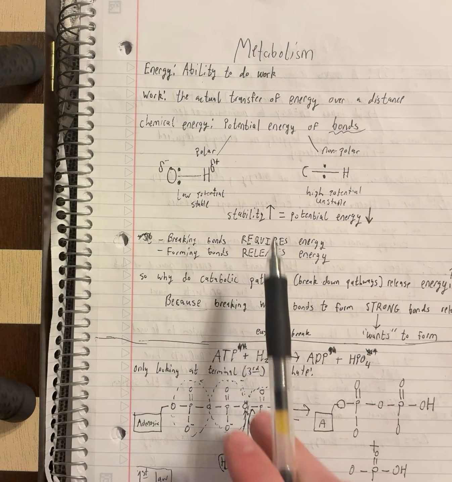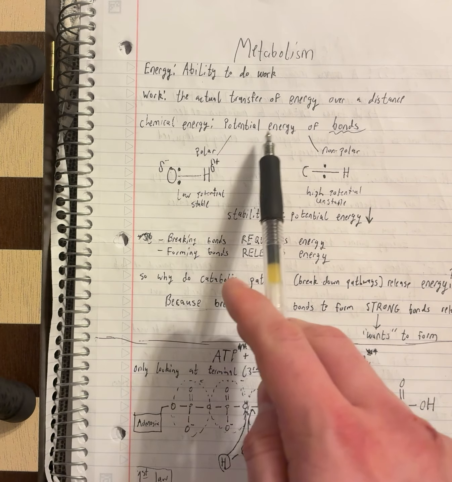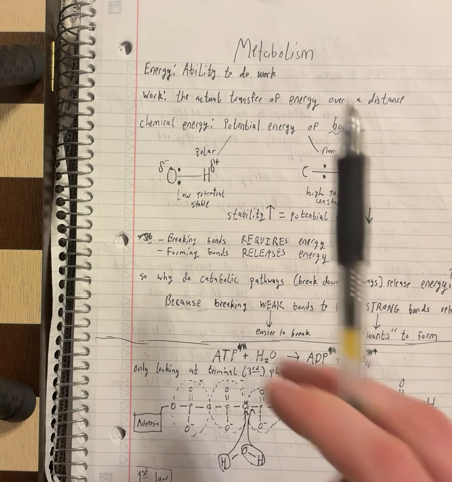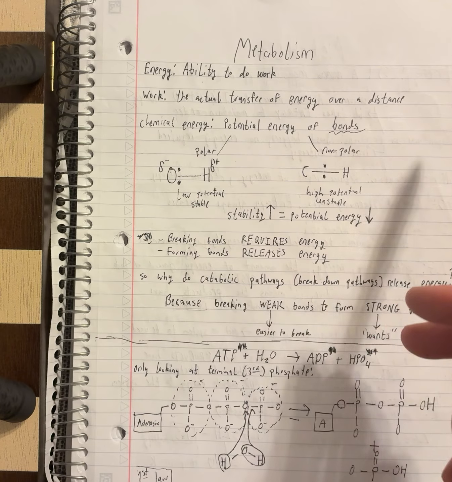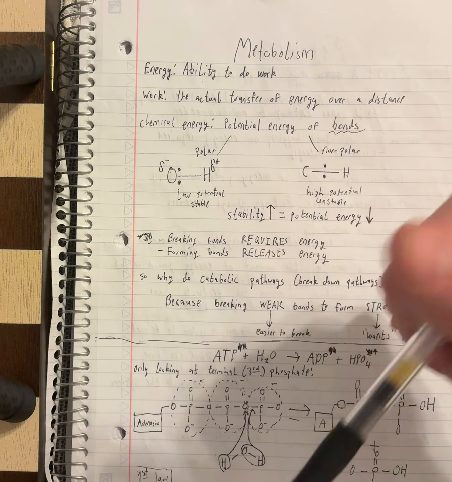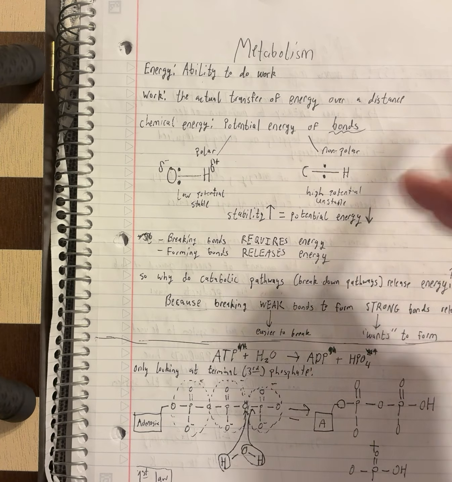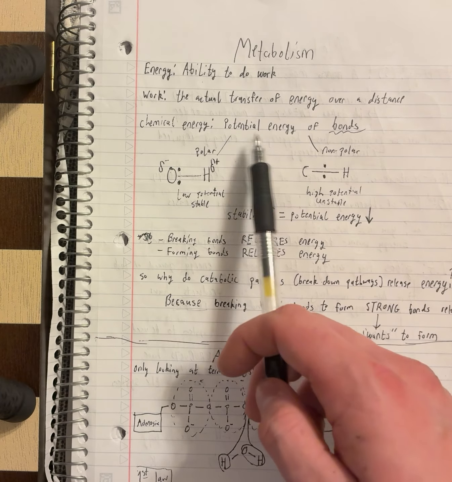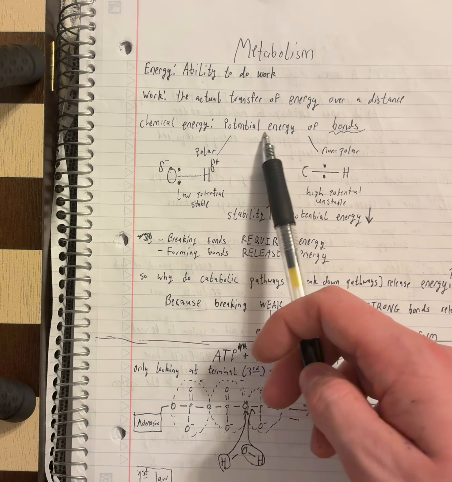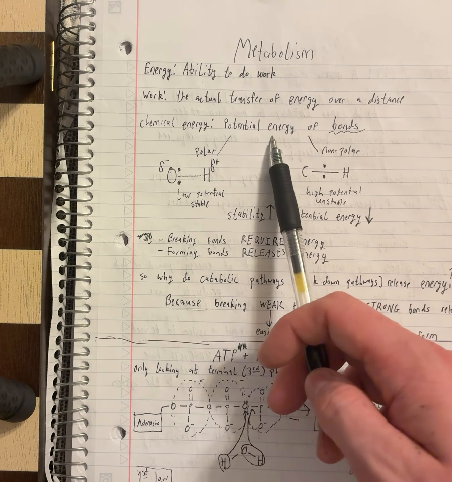Chemical energy refers to potential energy of bonds. So chemical energy is potential energy. Those are synonymous in biological systems. Don't tell the physicists that I said that. Potential energy is just like it sounds. It is the energy you could have. It's not actually being enacted like kinetic energy. But we need to talk about bond strength because this is not super intuitive, unfortunately.